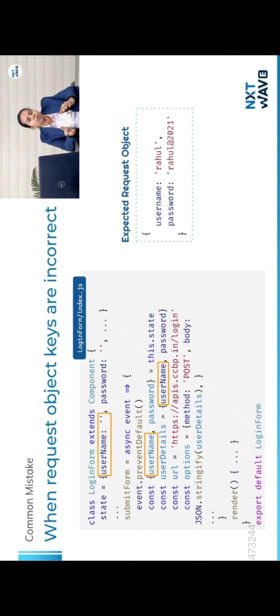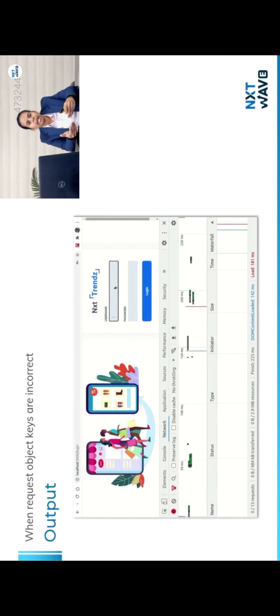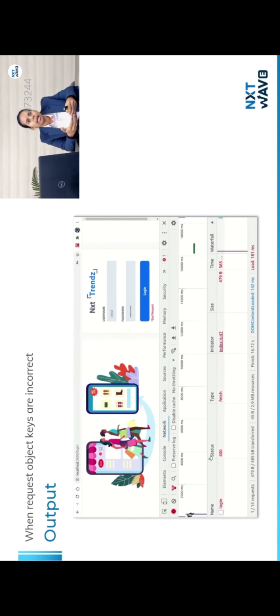Whereas in the userDetails object that we are packing, the N is capital, whereas here we want it in small, right? So there is a mismatch here. There is a very high chance that such a thing happens. In such scenarios, the API call will fail because we are not providing the expected request object, right? If we try to provide that and log it, then the API call will fail.